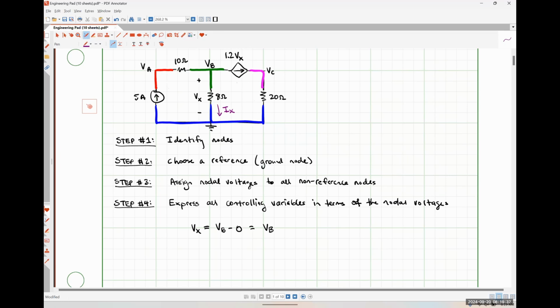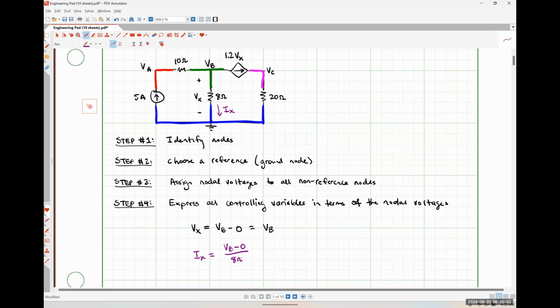So we know that the voltage drop across the 8 ohm resistor in terms of our nodal voltages is just Vb minus 0. Apply Ohm's law, voltage divided by resistance is equal to current, right? So we could say, whenever we had a current, that Ix would just be Vb minus 0 over 8 ohms.